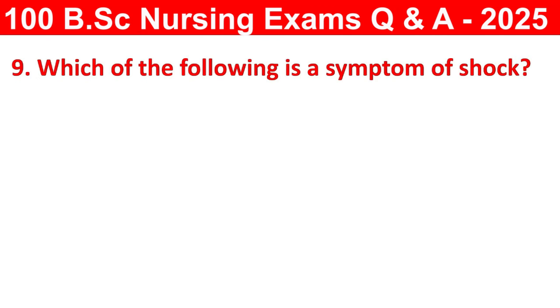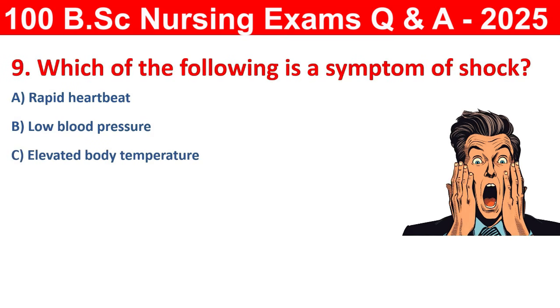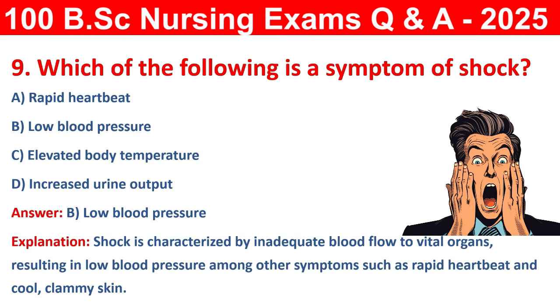Question number 10. Which of the following is a symptom of shock? Your options are rapid heartbeat, low blood pressure, elevated body temperature, or increased urine output. The correct answer is B, that is low blood pressure. Shock is characterized by inadequate blood flow to vital organs, resulting in low blood pressure, among other symptoms such as rapid heartbeat and cool and clammy skin.